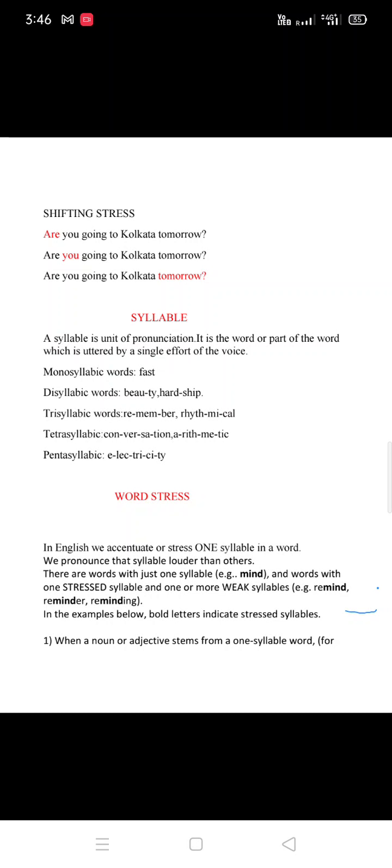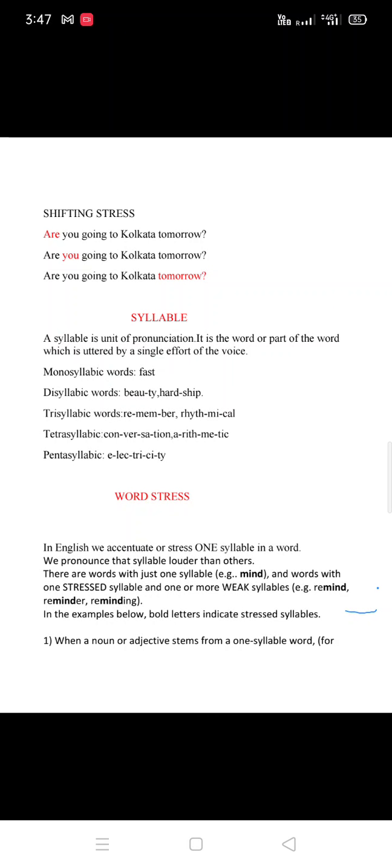A syllable is unit of pronunciation. It is the word or part of the word which is uttered by a single effort of the voice. Okay, like the word remember. Okay, so remember, you have to divide the word into syllables, and syllable is a unit of pronunciation. The part of the word which is uttered by a single effort of the voice. In the word remember, there is three unit of pronunciation.